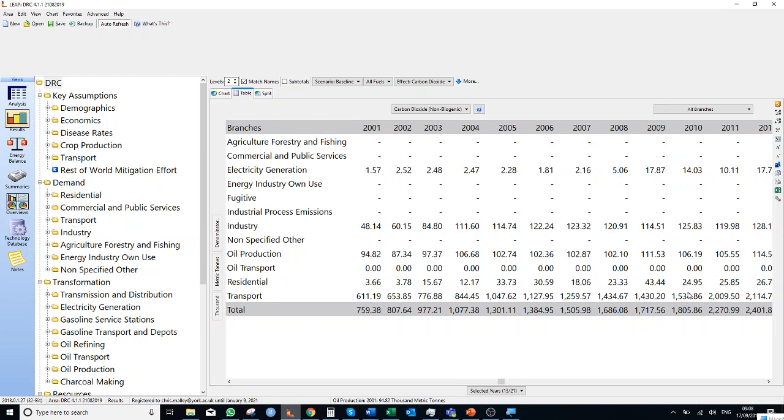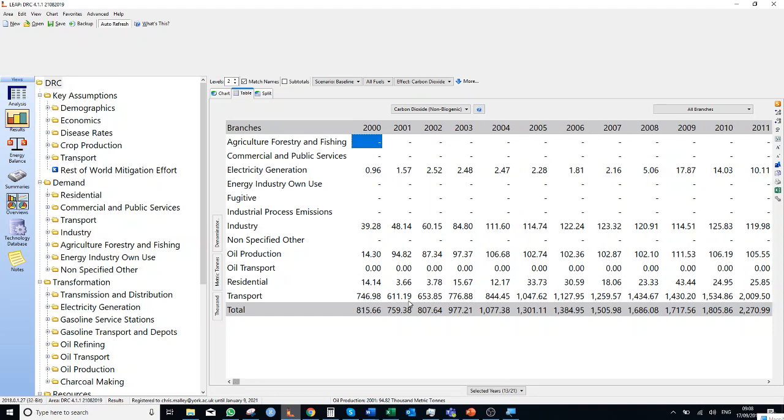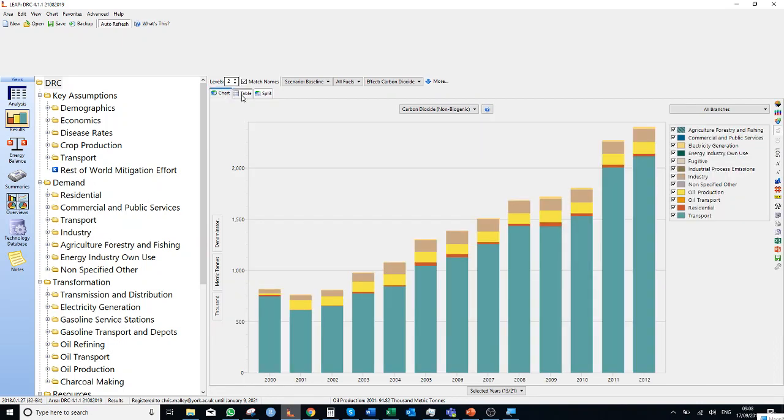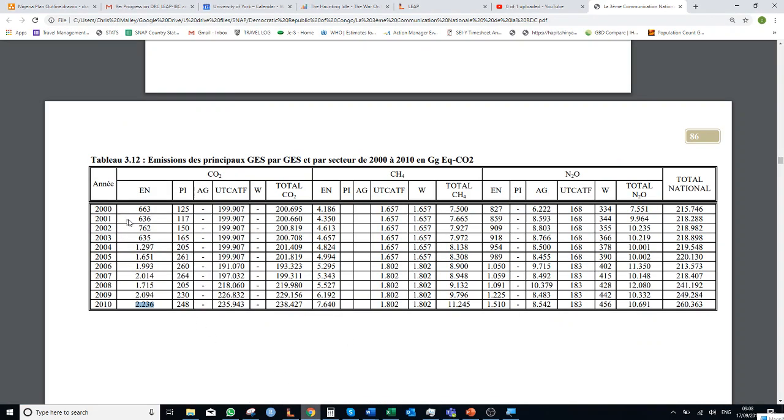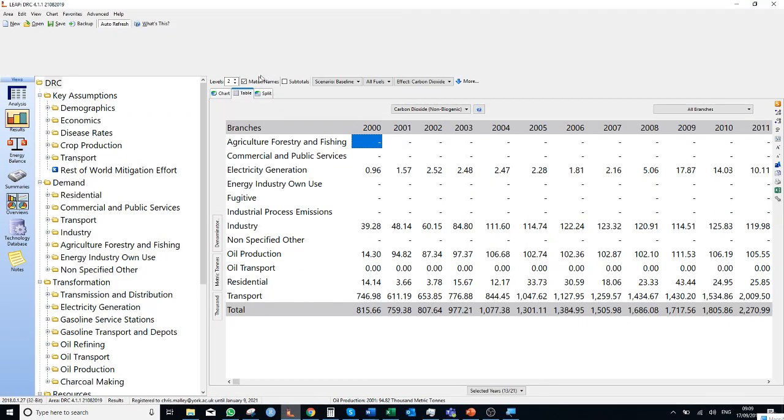The majority of our CO2 emissions are coming from the transport sector. What's interesting is that our trend is slightly different as well. If we look at 2000, we start off here with 815 gigagrams, whereas the third national communication starts with a lower value, 600. So they start with a lower value and end with a higher value. We start with a higher value and end with a lower value. So it would be very good for you to review this data set to see whether you agree with the results that we are getting.